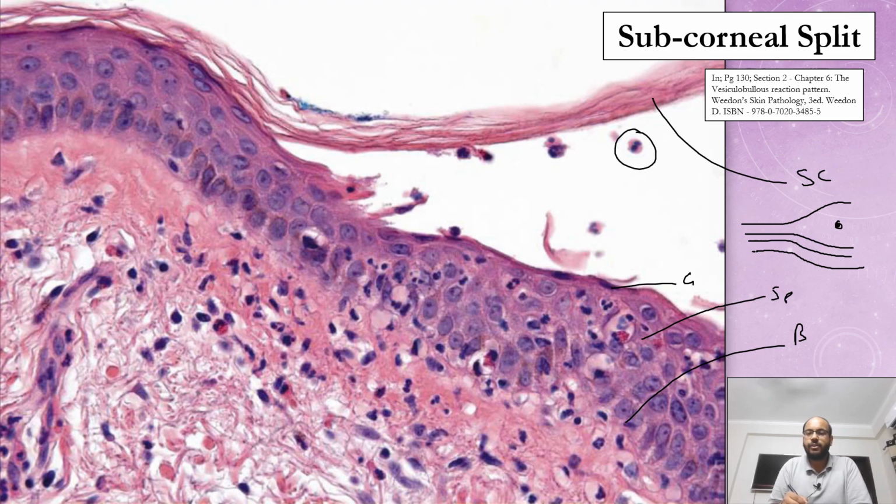You can in fact see one neutrophil here in between the split. And this is how a subcorneal split will look. The roof will be made of stratum corneum, while below it will be all the other layers of the epidermis.